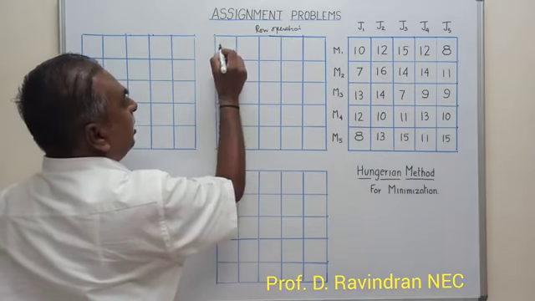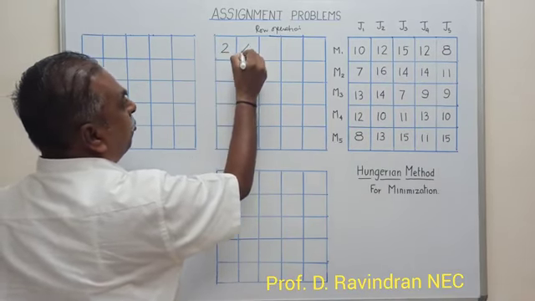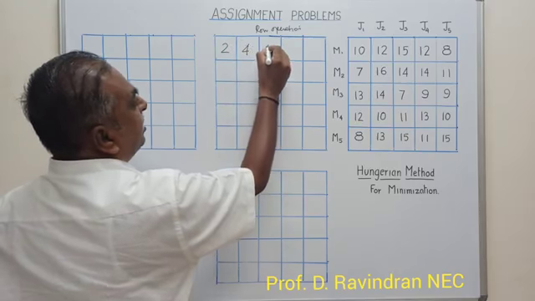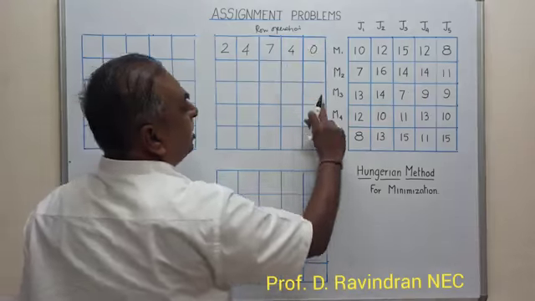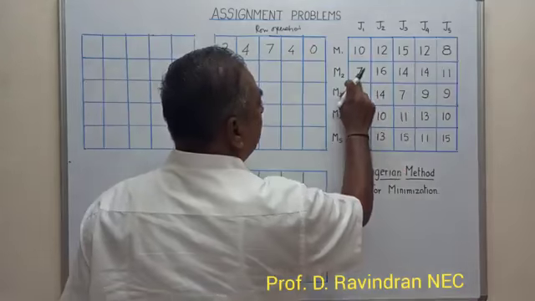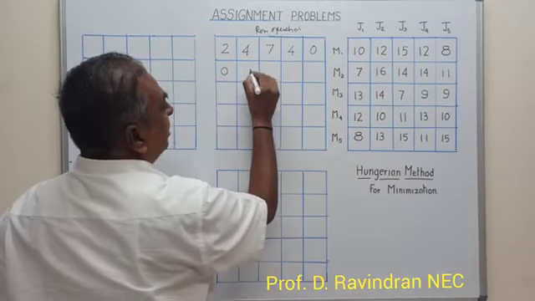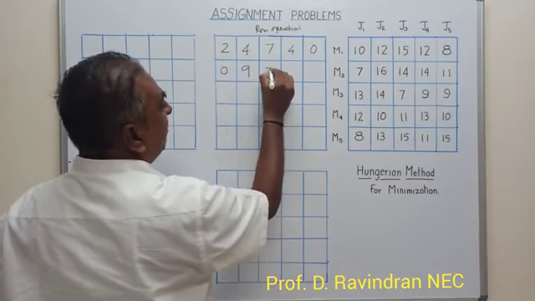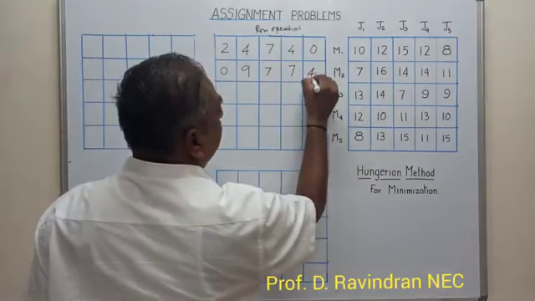So we have to subtract 8 from 10. 10 minus 8 is 2. 12 minus 8 is 4. 15 minus 8 is 7. This is 4 and 0. Similarly, you can pass on to the next row. Here the minimum element is 7. So it is 0. This one is 9, 7, 7. And this one is 4.